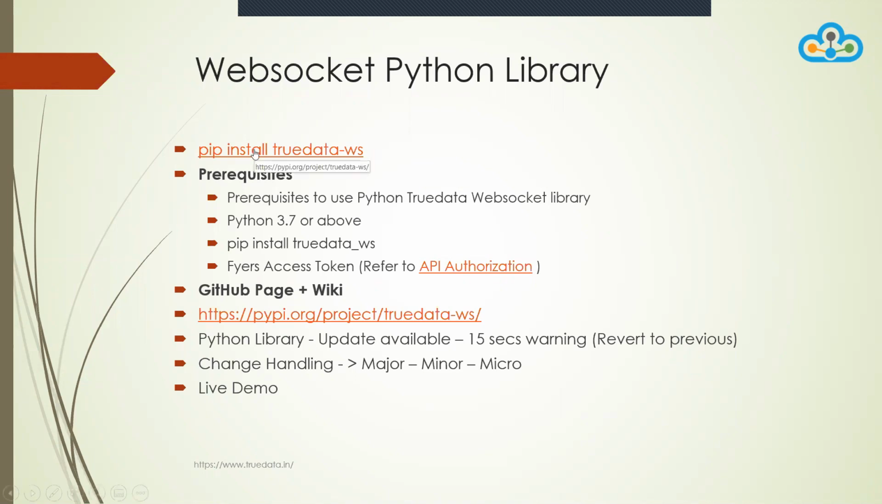So all you have to do to get this library is pip install truedata-ws or truedata_ws. Dash and underscore are the same. It does not matter. These important prerequisites are there: Python 3.7 or above is the minimal requirement, because we are automatically installing Pandas and some other libraries which depend on this, and that's why Python 3.7 is a requisite.